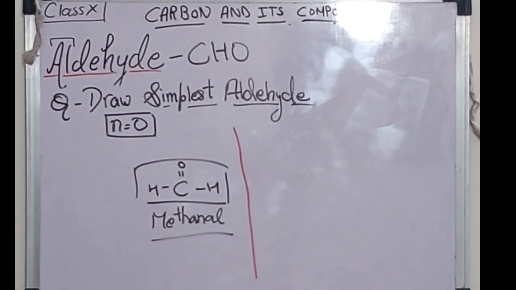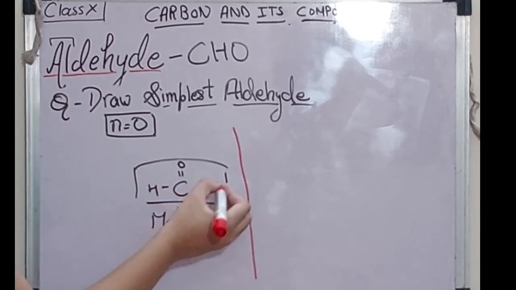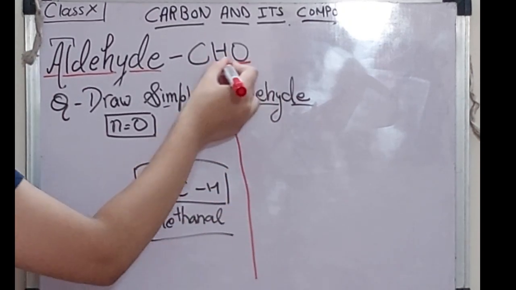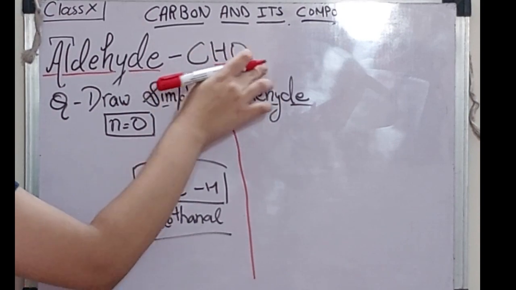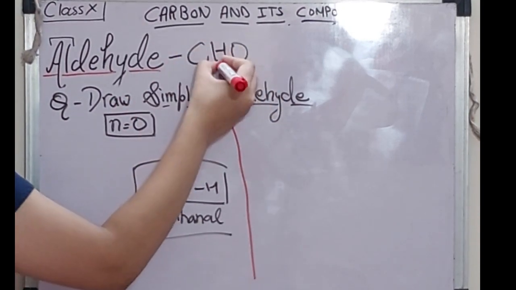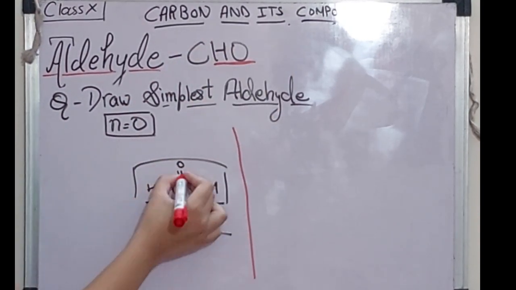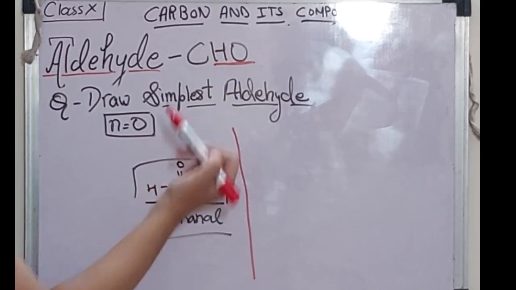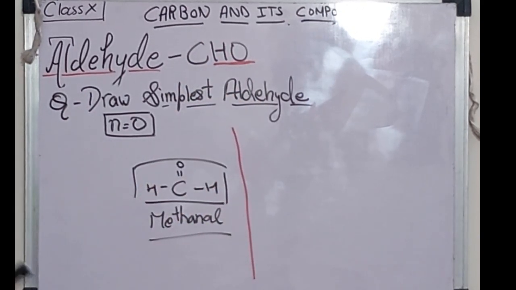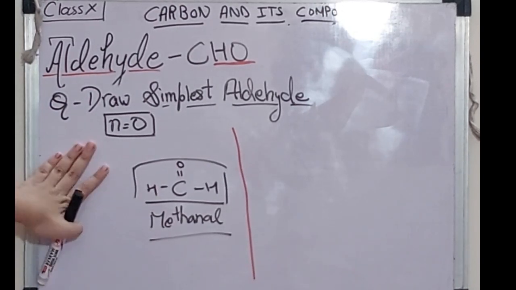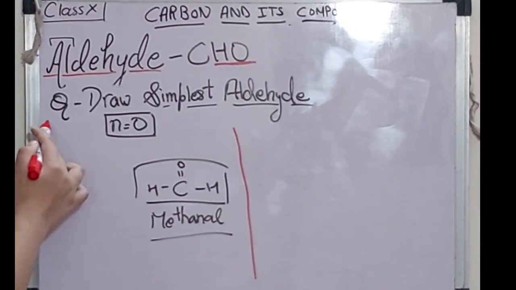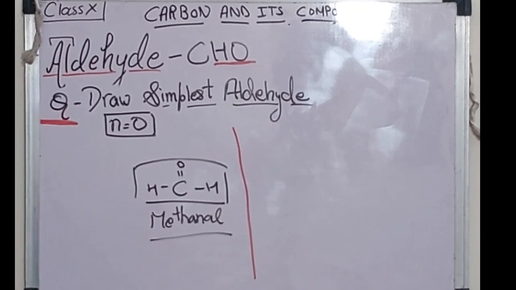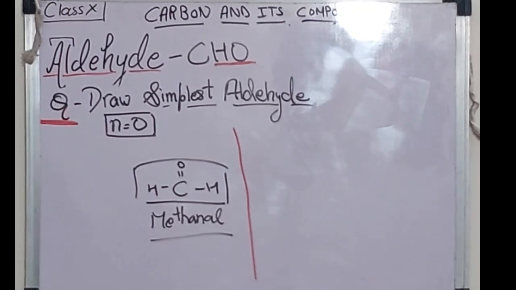What can be the simplest form of aldehyde? One carbon, and this is a functional group anyway, double bond oxygen and hydrogen; I cannot remove it. So in this way you will write one carbon and then you will write this double bond oxygen, single bond hydrogen, and you will complete the valency. This is how the simplest aldehyde will be. Just write this question so that you won't get confused.